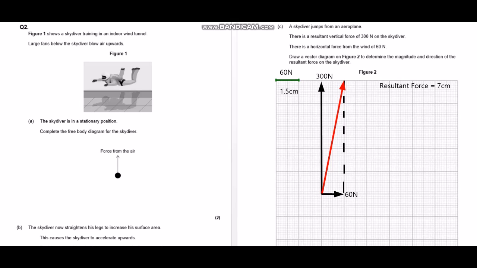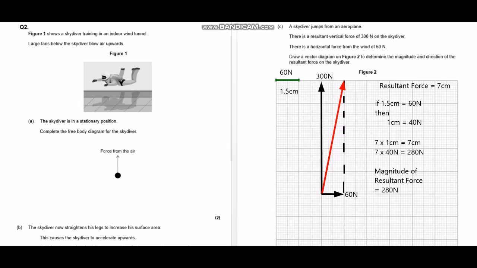Now, after drawing and measuring my resultant force, I found it to be equal to 7 centimeters. I now have to work out the magnitude of the resultant force. It says, calculate the magnitude of the resultant force. So 1.5 centimeters is equal to 60 newtons. Then we know that 1 centimeter is equal to 40 newtons, and therefore 7 centimeters is going to be equal to 280 newtons. And so the magnitude of the resultant force is equal to 280 newtons.